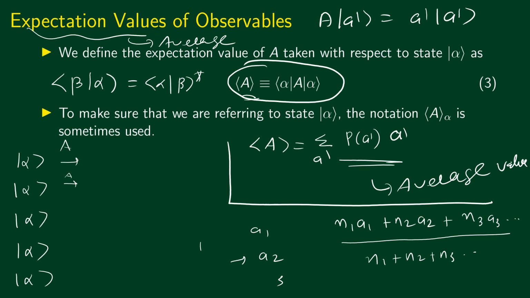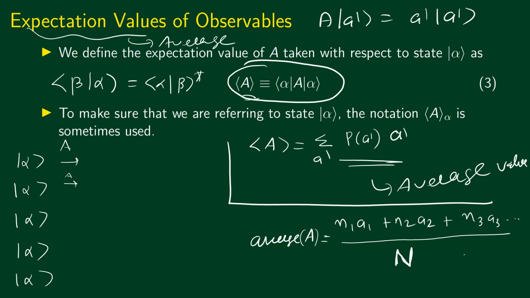If I do measurements on identically prepared systems, I get n1 times a1, n2 times a2, etc. I add up all these results: a1 plus a1 plus a1 like that n1 times. So we write n1 a1 plus n2 a2 plus n3 a3. Now this n1 plus n2 plus n3 is the total number of measurements, the total number of experiments that you have carried out. I can write it as capital N. This is the definition for the average of A.